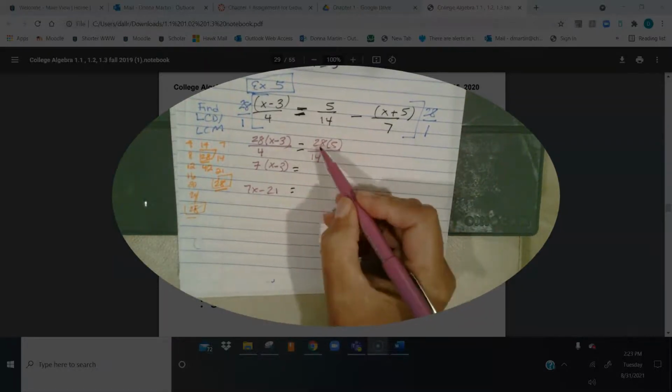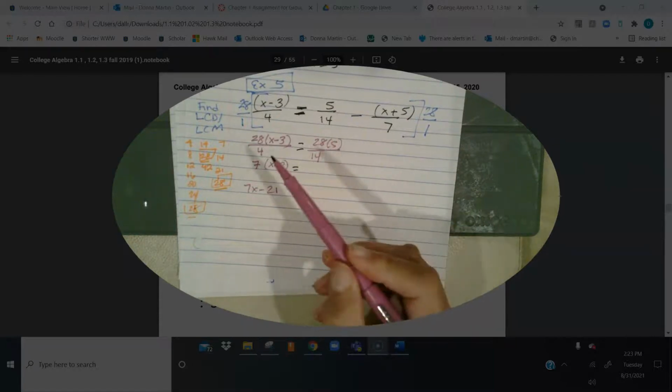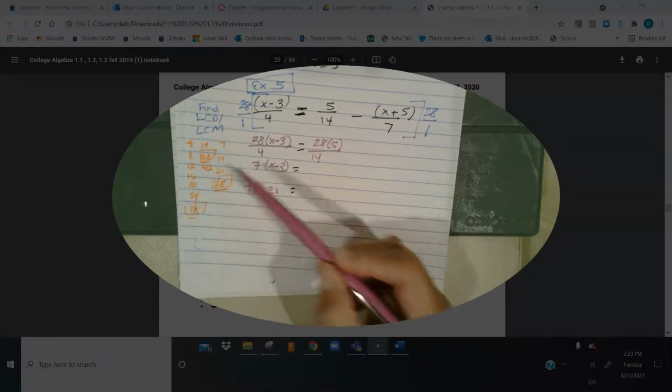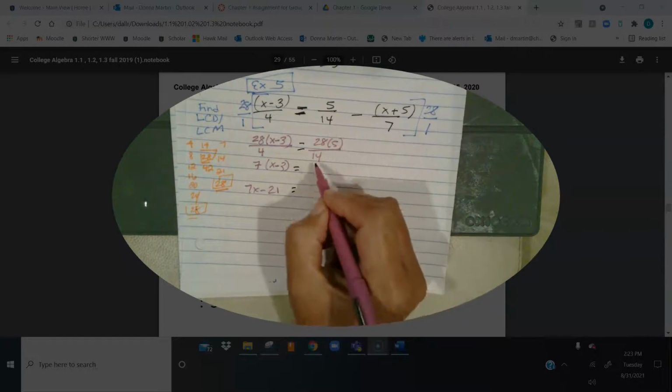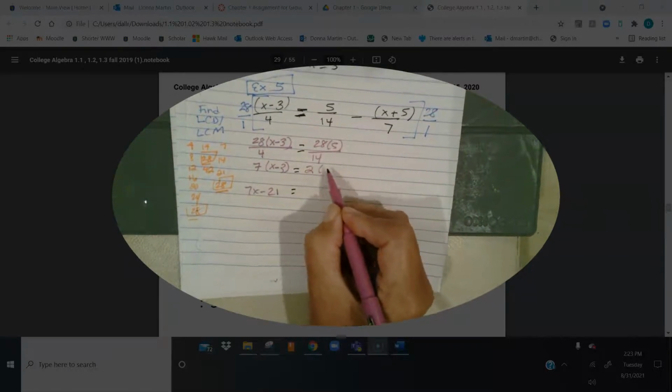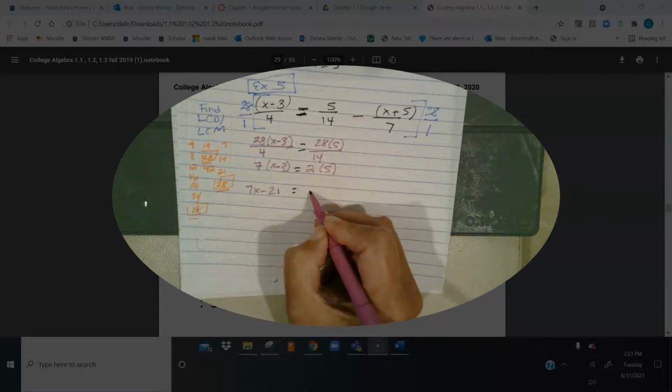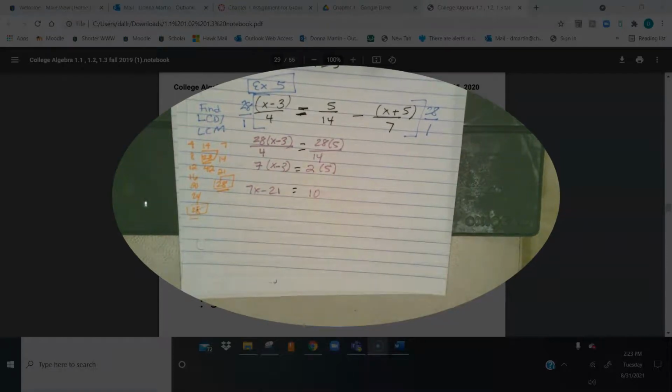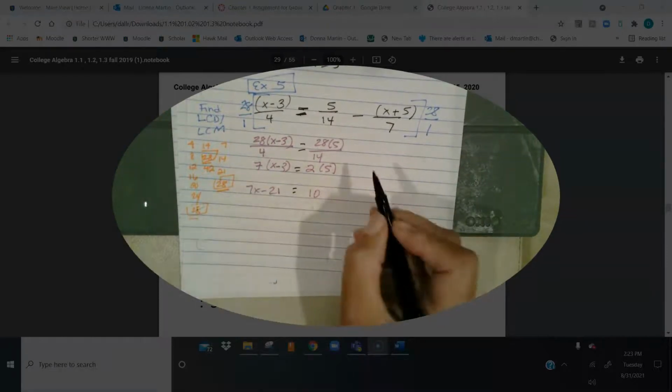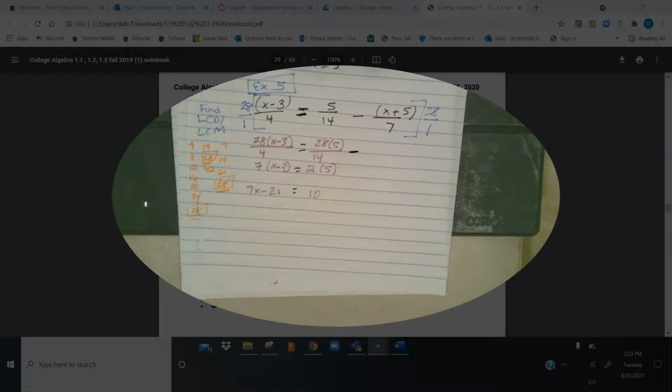It turns out that 28 and 14 will reduce because it takes exactly 2 14s to get 28. Therefore, 14 goes into 28 2 times. This becomes 2 times 5, which we know is 10. Keep your subtraction symbol in the same position.